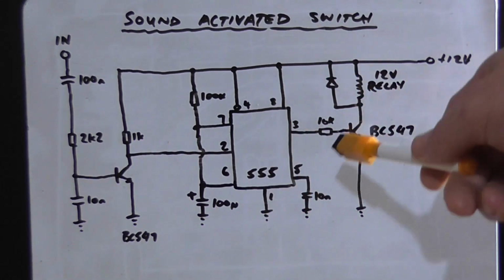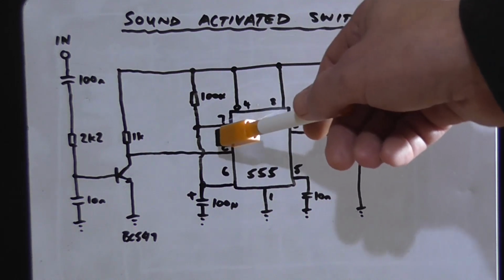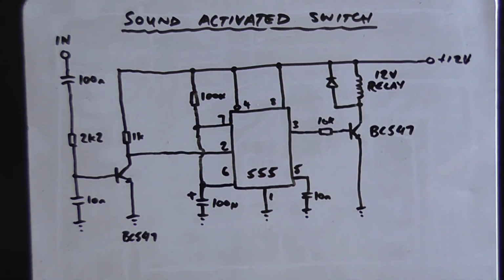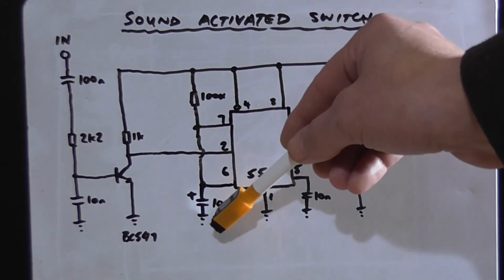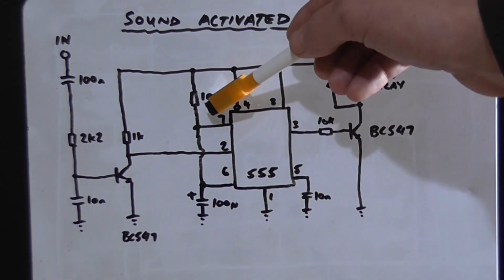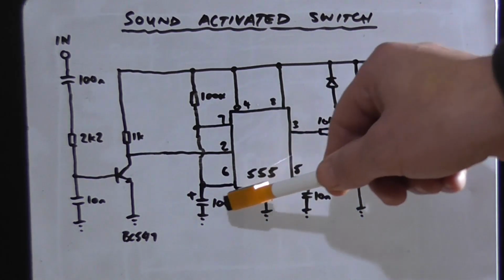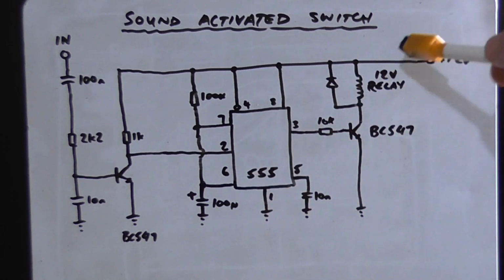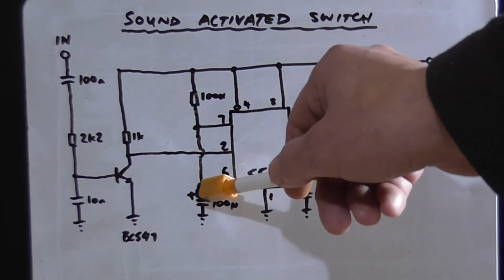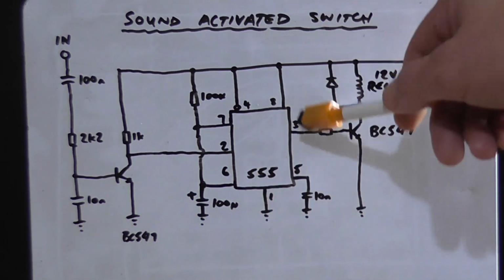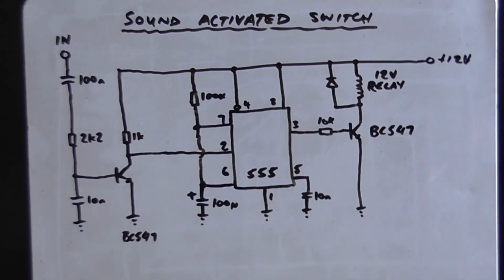Now, whilst it's in the high state, pin 7 is no longer at ground potential because that's the discharge pin. So the capacitor is allowed to charge here, this 100 microfarad, through this 100k resistor. The time constant between these two values gives us around 11 seconds, because once the capacitor has charged to 2/3 of the supply voltage, in this case 12 volts, then pin 6 is activated, and this output state goes low. When the output state goes low, the relay drops out, and we just wait for another trigger input to put it back into a high state.